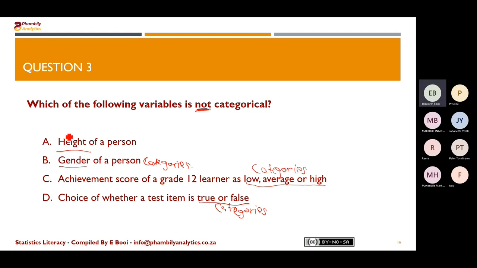But height is numerical. So categorical is either one or the other. Yes. So remember, anything that you can put into categories. And it doesn't have to be dichotomous or two things. It doesn't have to be yes or no, true or false. There can be other categories added, like, for example, I don't know, can also be another category added to true or false. So the answer is A.